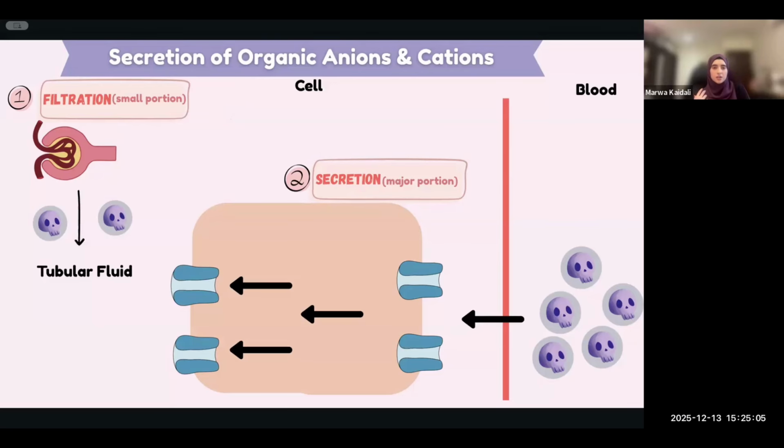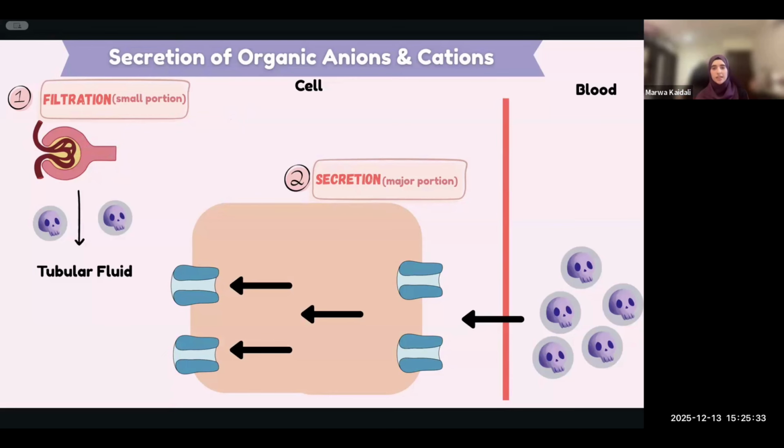Let's start with filtration, which actually makes up a small portion of the excretion of these toxic metabolites. This is because these metabolites can be very big, and the filtration barrier is very tight and only allows certain molecules and sizes to pass through. So a lot of these metabolites cannot pass through because they're too big. What's going to happen is that these toxic metabolites are filtered in the glomerular membrane, enter the tubular fluid, and are excreted in the urine. So that's it for filtration.